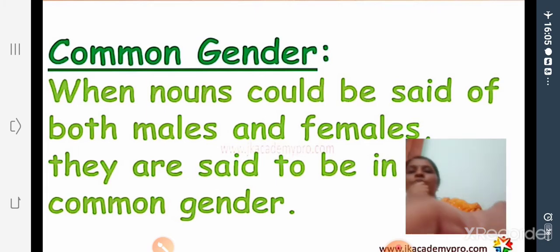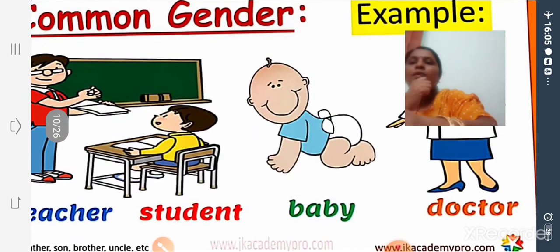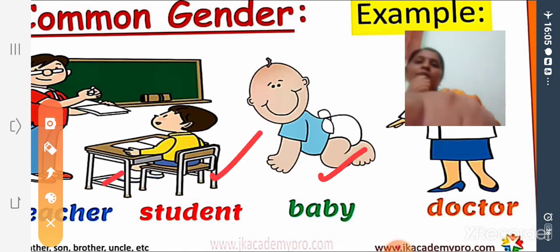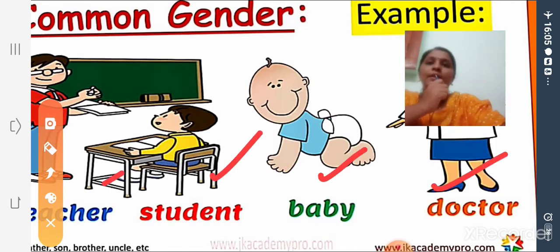Okay, I'll show you some examples. Look at here. Teacher, student, baby, doctor. So teacher can be a male teacher or female teacher. Student also, boy or girl. Baby boy or baby girl. Doctor also, male doctor or female doctor. So these words we can use to denote both male and female. So these are all called common gender.